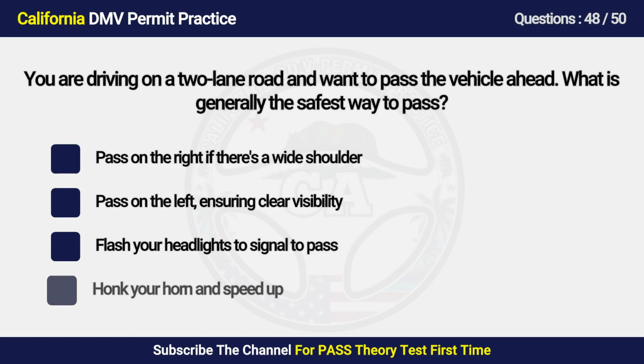Question 48. You're driving on a road and want to pass the vehicle ahead. What is generally the safest way to pass? A. Pass on the right if there's a wide shoulder. B. Pass on the left, ensuring clear visibility. C. Flash your headlights to signal to pass. D. Honk your horn and speed up.